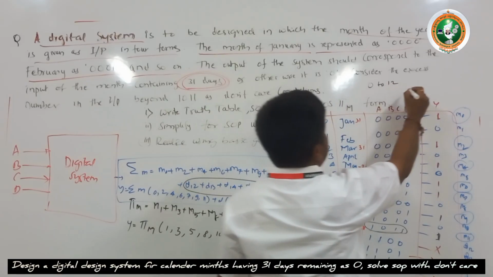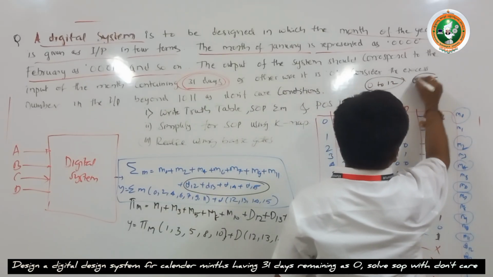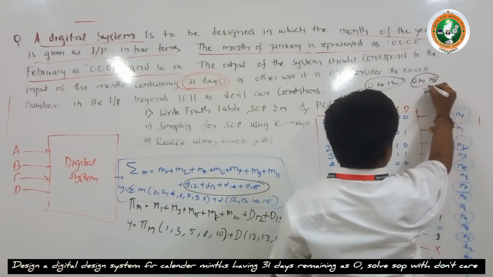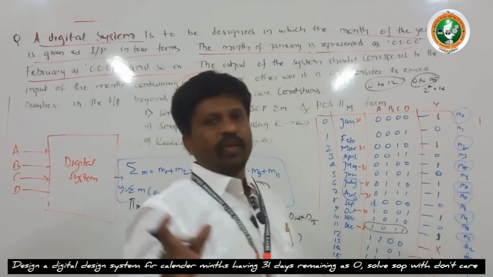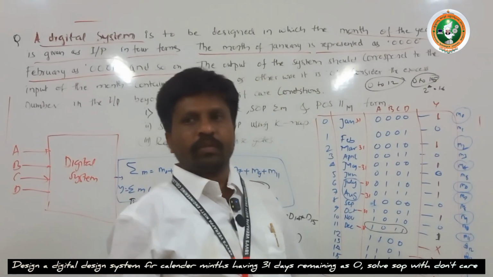This comes under the range 0 to 15, which is nothing but 2 to the power of 4, which is 16. 0 to 15 is 16. It means we have to consider the 4 variable K-map. Okay, got it? Yes or no?